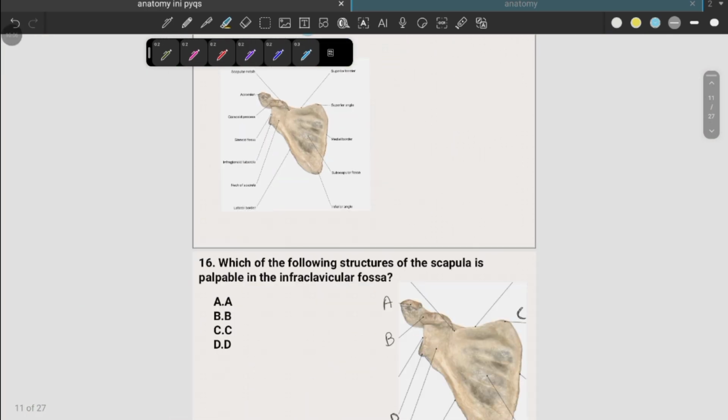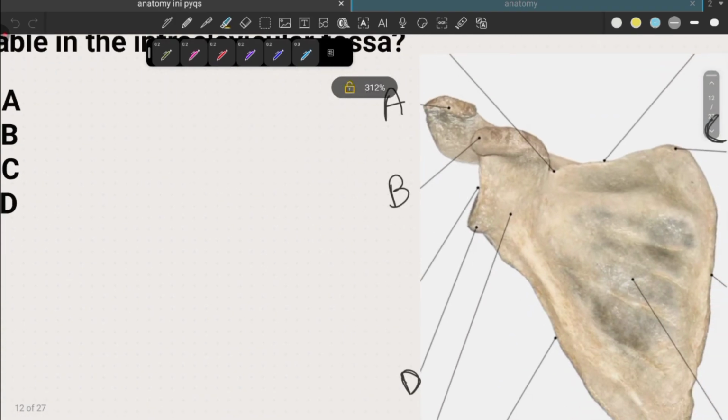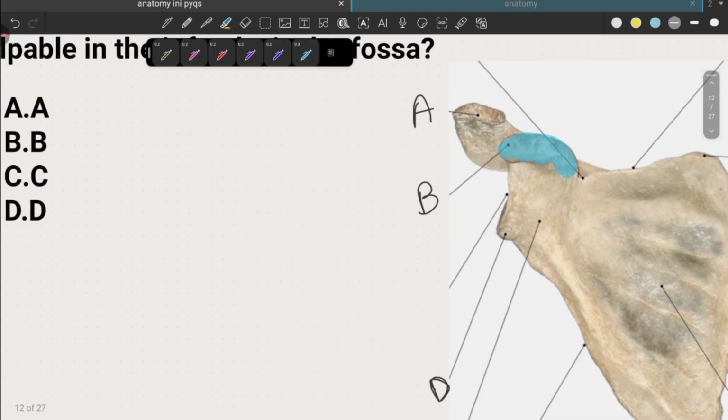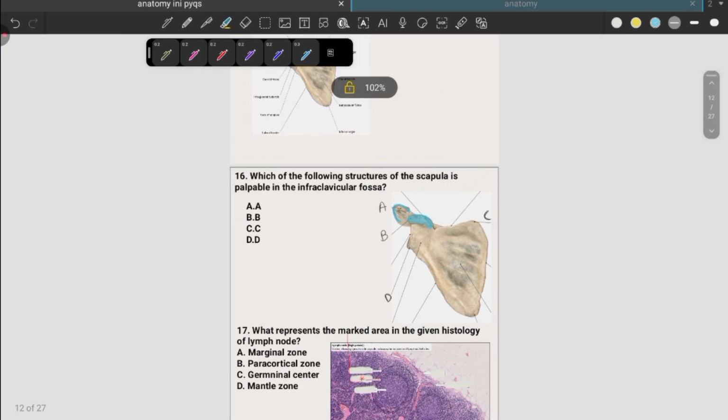Next, coming to the 16th question, they have asked which of the following structures of the scapula is palpable in the inferior clavicular fossa. So when you press in the inferior clavicular fossa, you can palpate something. Which part of the scapula are they asking? Here, the marked B is the coracoid process. This you can palpate when you press in the infraclavicular fossa. What is A? A is the acromion process.